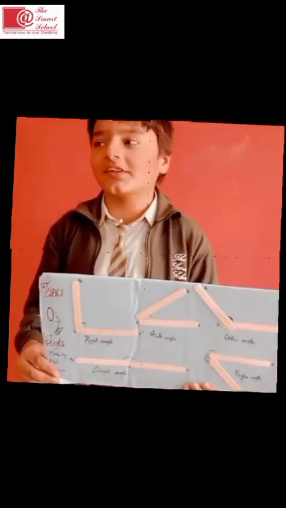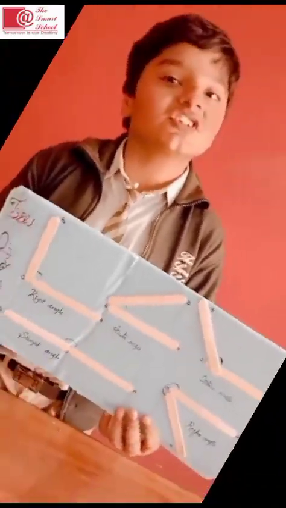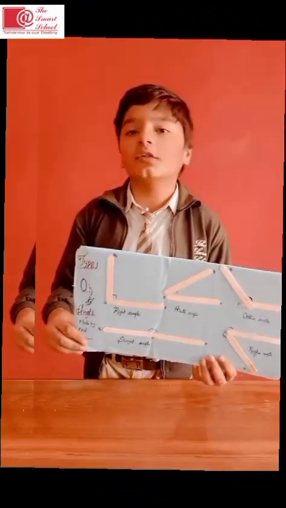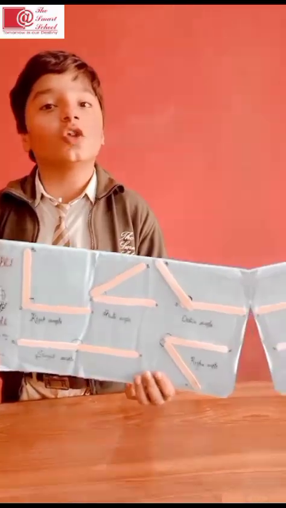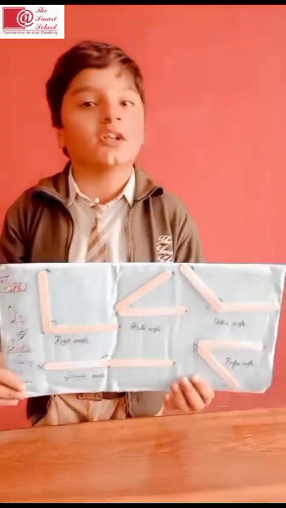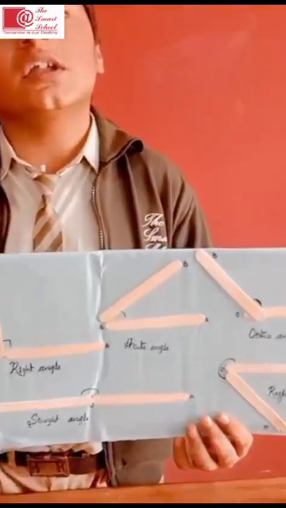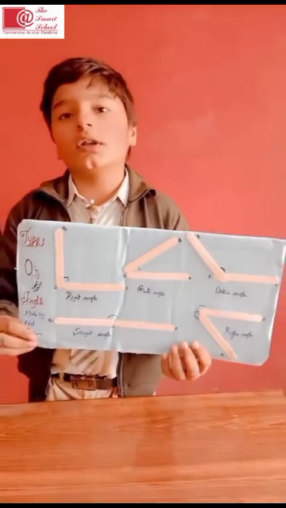identification of this. Also, the definition of an angle which is less than 90 is called an acute angle. An angle which is greater than 90 is called an obtuse angle. An angle which is exactly 90 is called a right angle. An angle which is greater than 180 is called a reflex angle.